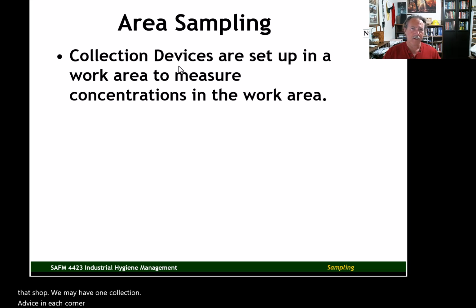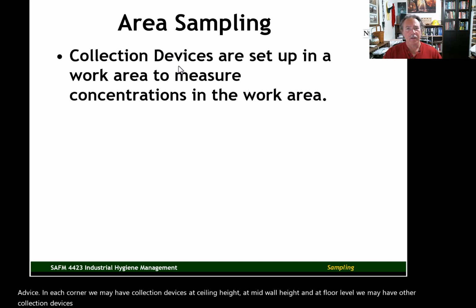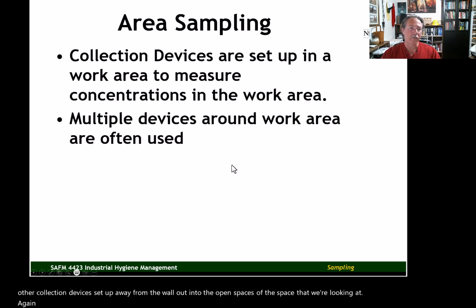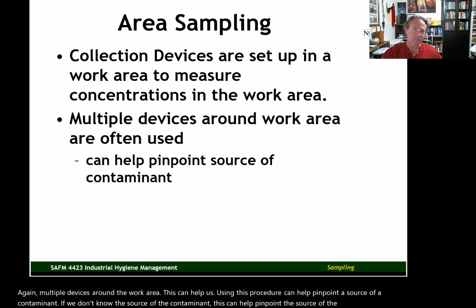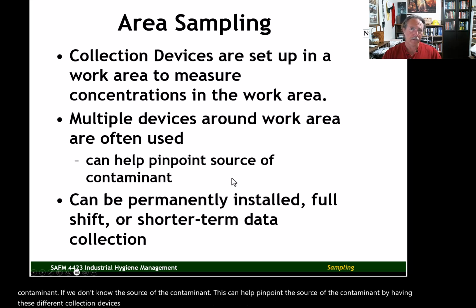We may have collection devices at ceiling height, at mid-wall height, and at floor level. We may have other collection devices set up away from the wall, out into the open spaces of the space that we're looking at. Again, multiple devices around the work area. Using this procedure can help pinpoint a source of a contaminant. If we don't know the source, having these different collection devices set up around the space where the sampling is taking place can help pinpoint it.